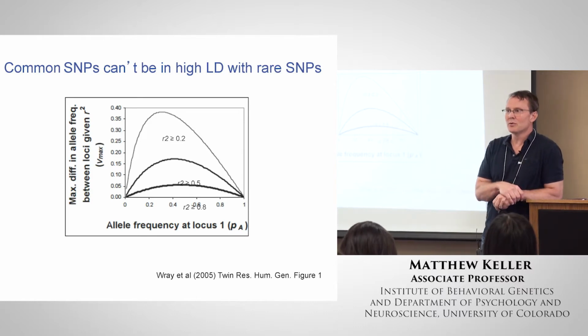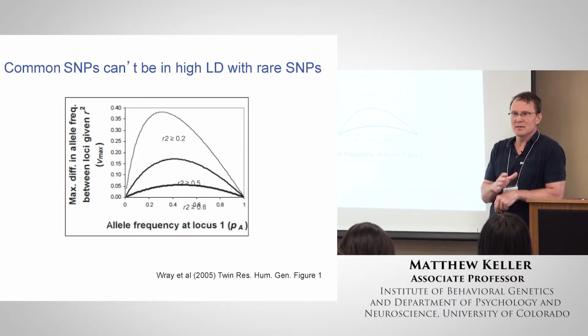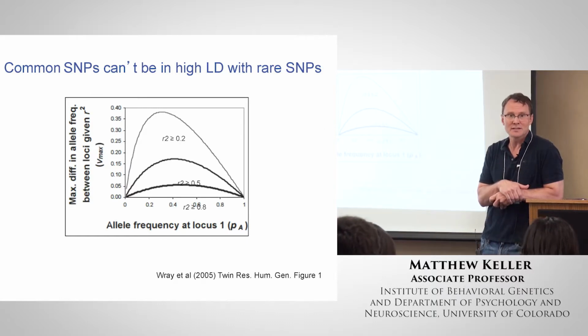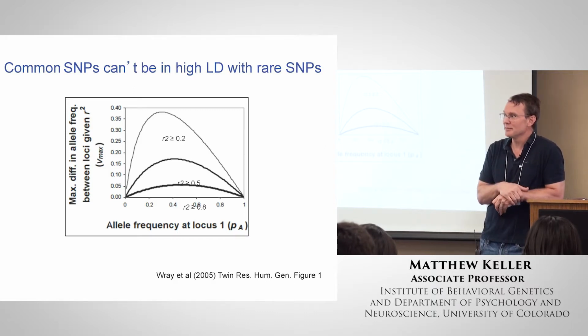So LD score regression turns out it's a great method, but it doesn't work well for rare variants, for basically this reason. It relies on the fact that things that are tagging a lot of other things should explain more of the variance. And that doesn't work well for rare variants, because rare variants really just aren't tagged by anything other than themselves for the most part. So they just don't have many LD friends, so to speak.